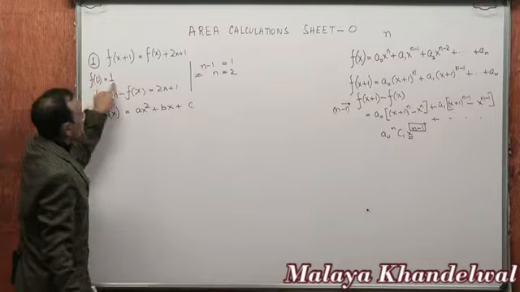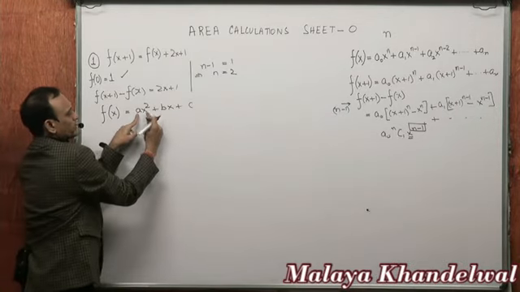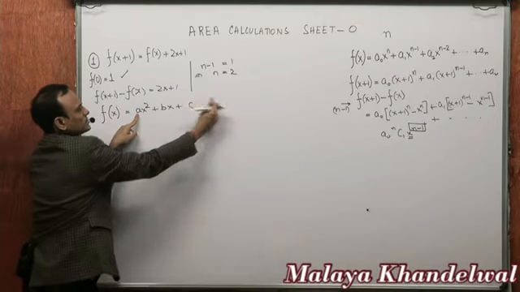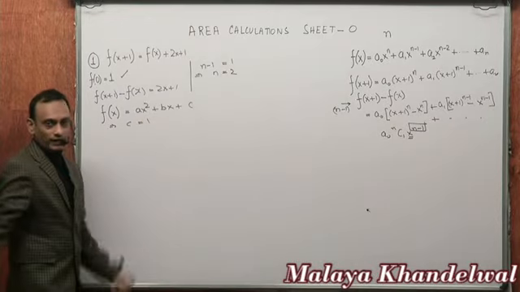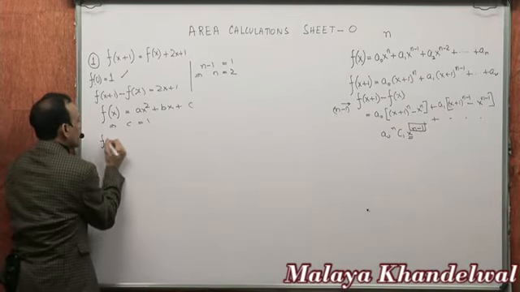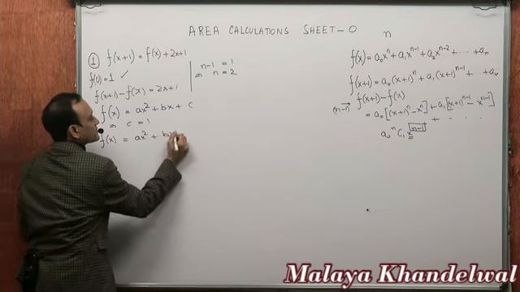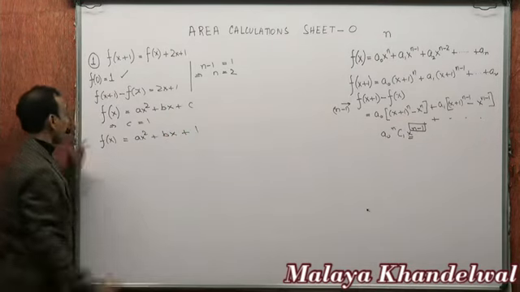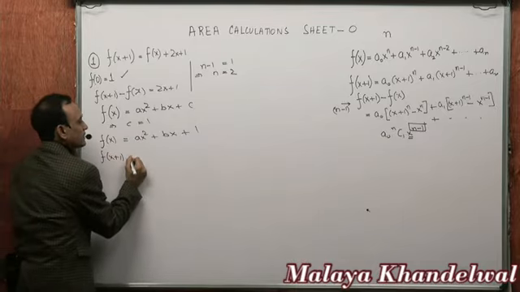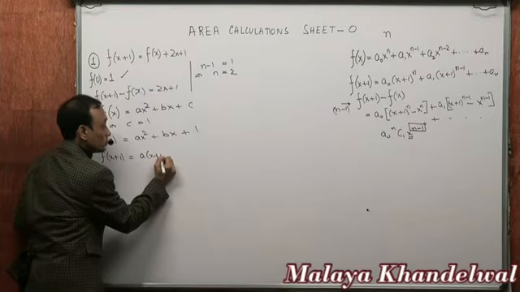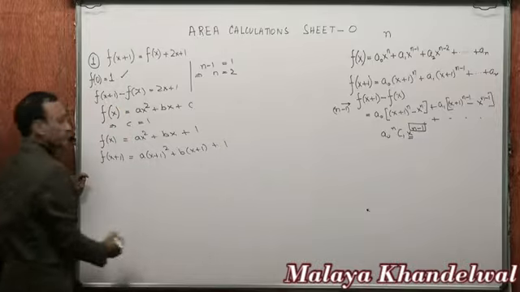Now it's given that f(0) is 1. If f(0) is 1, put x equal to 0, this turns out to be 0 + 0 + c, which must be 1, and this will cause c to be 1. That means f(x) now is ax^2 + bx + 1, right? Now, what is f(x+1)? f(x+1) is a(x+1)^2 + b(x+1) + 1.